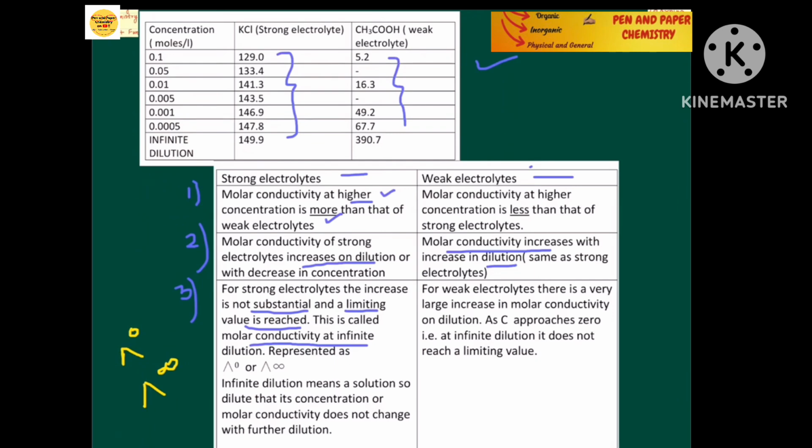What does infinite dilution mean? A solution which is so dilute that further dilution does not cause a change in molar conductivity. Are we able to reach this limiting value in the case of weak electrolytes? No, it is not so in the case of weak electrolytes. Let us see why we are observing these changes. We take the example of sodium chloride, NaCl, as a strong electrolyte.